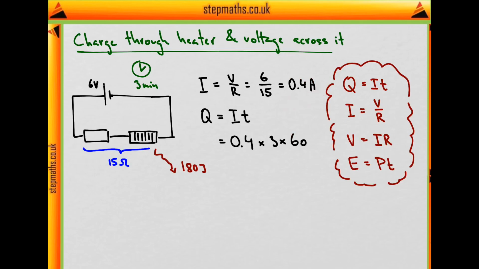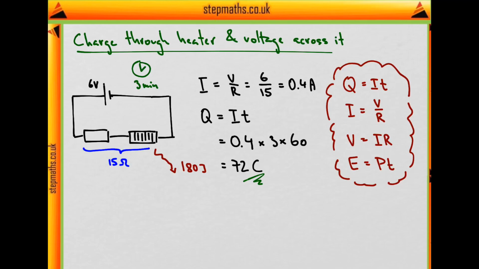And now that we know that there is a steady current flowing through the heater, and we know the time for which it flows, we can use the first formula, and we see that the charge will be just the current times the time it takes, which you have to convert to seconds, so 3 times 60, and that equals 72 coulombs. So that's our first result.